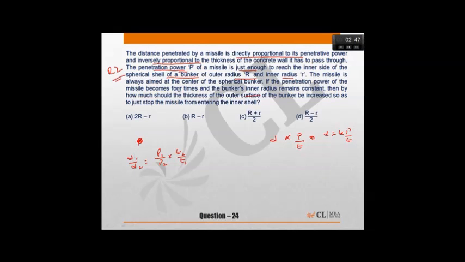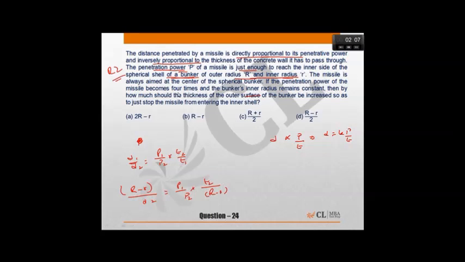We want the distance again. The penetration was just enough to reach the inner side of the shell. In the first case, the thickness covered is R minus r. That means it's just covering the difference between the radii, which is R minus r. So D1 equals T1 in the first case. So that means R minus r upon D2 should be equal to P1 by P2 into T2 upon R minus r.